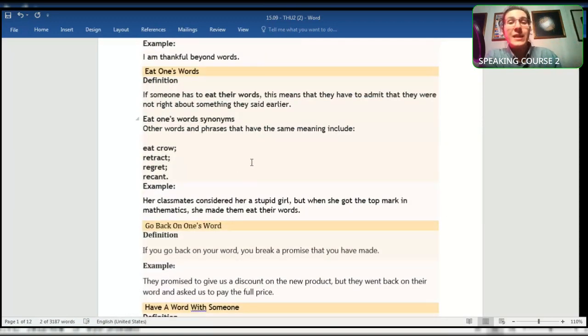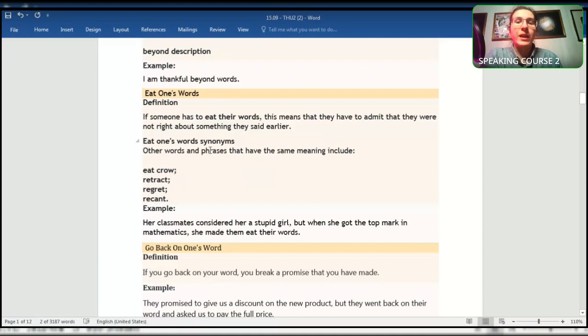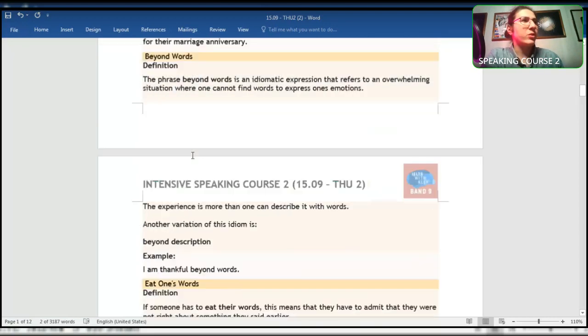For example, to eat your words. That's not like a good thing, right? Like if you want to talk about yourself and you said something like, I said that I don't like English, but then I started learning English, so I ate my words. Like that's usually not a good way to explain yourself.